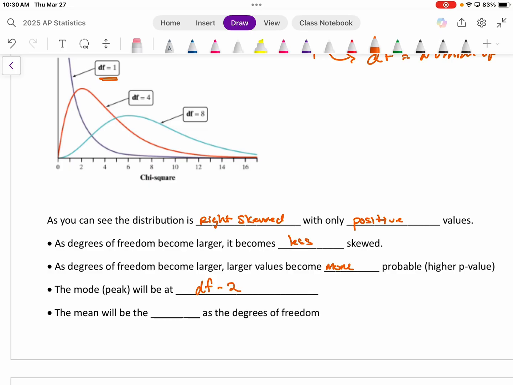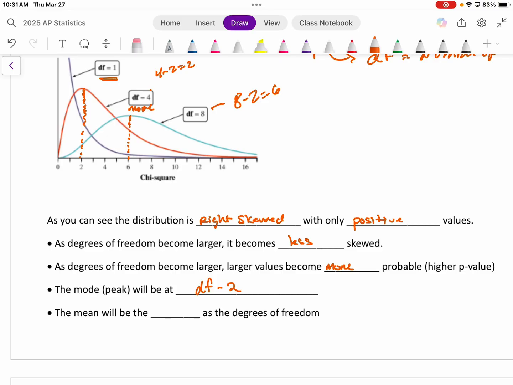If we look at our example here of the tealish graph, we have a degrees of freedom of 8. 8 minus 2 is 6. And if I look on this graph, notice where the peak of that curve is. There's my mode for that graph. And if we think about the degrees of freedom of 4, 4 minus 2 is 2. On the orange graph, the peak happens to be there as well. So the peak or the mode of a chi-squared graph is going to be the degrees of freedom minus 2.